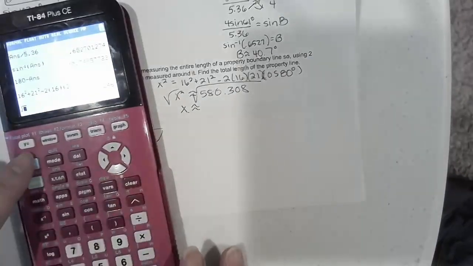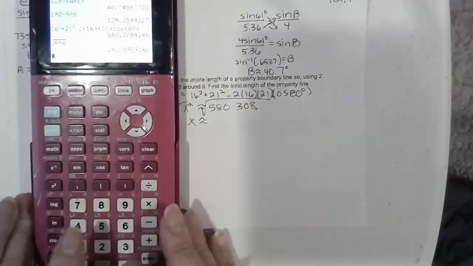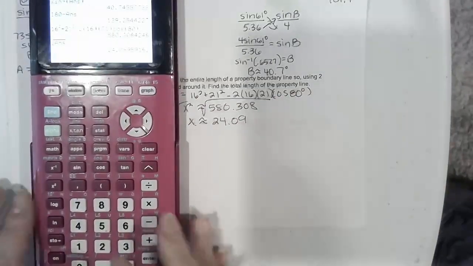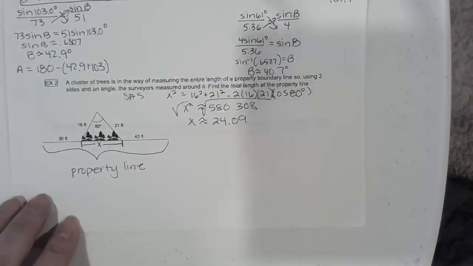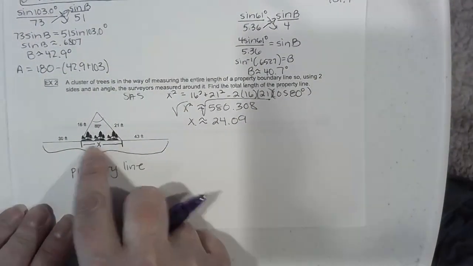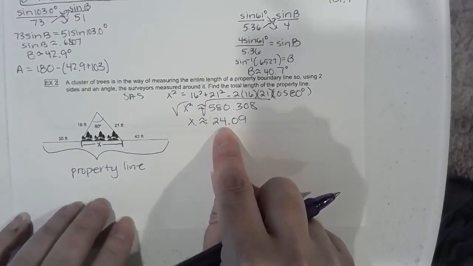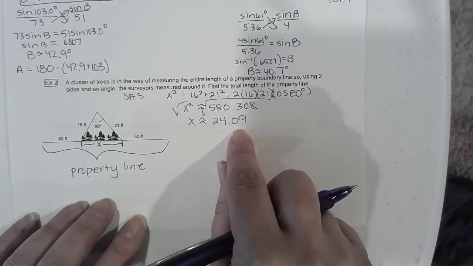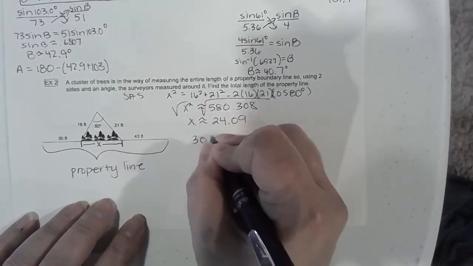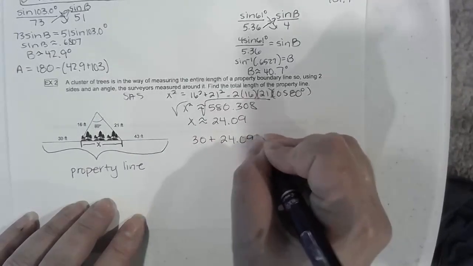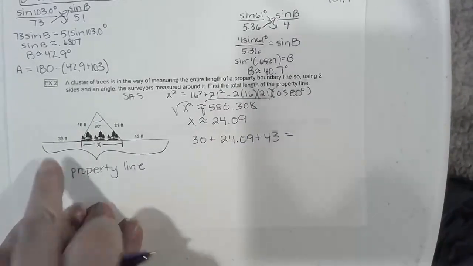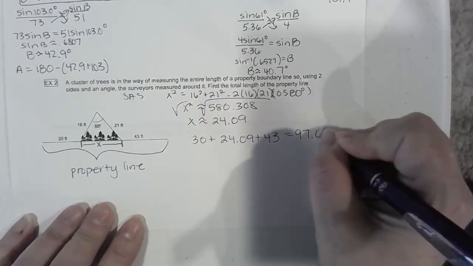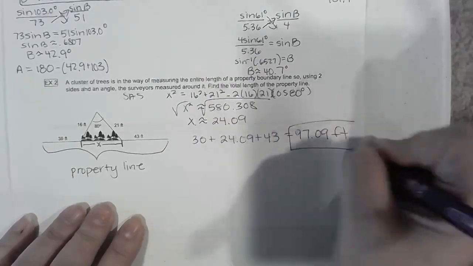So square root of that answer gives me 24.09 approximately. And so that's not my final answer. But I do now know that the part through the trees is about 24.09 feet. It does not say what to round to here, so I would probably just keep it to the nearest hundredth. So I do 30 plus 24.09 plus 43, because that's adding all the pieces of the property line together, which gives me 97.09 feet for my final answer.